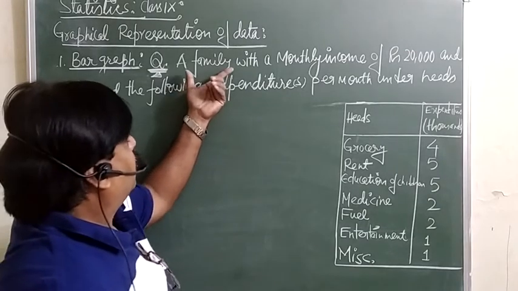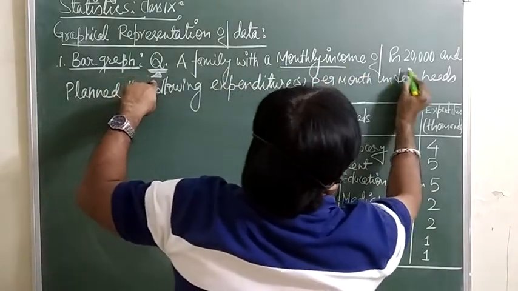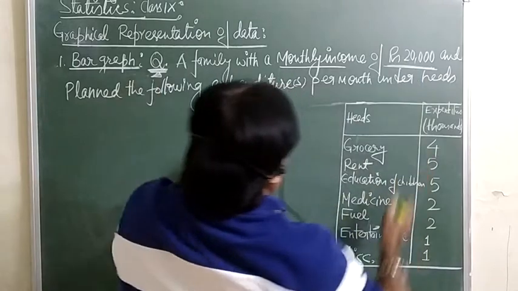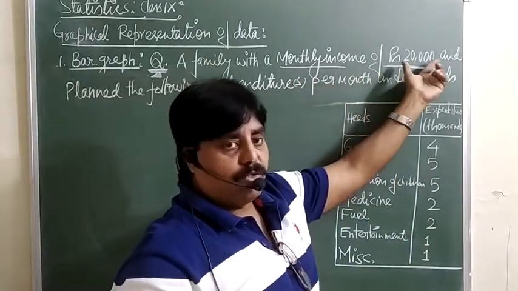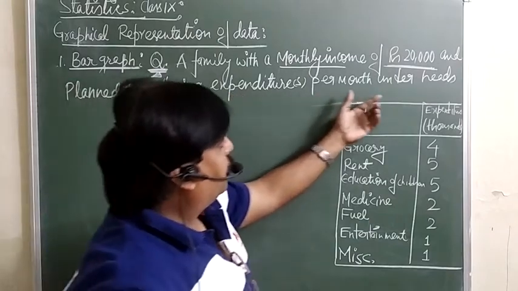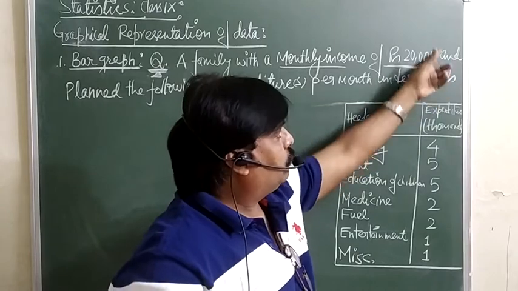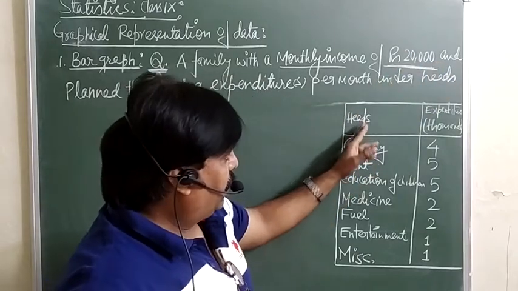Okay, now the question I am taking. A family with a monthly income of rupees 20,000. So the monthly income of the family is given as 20,000, and they plan the following expenditure per month under heads. They are going to spend this 20,000 rupees. The heads are given here.